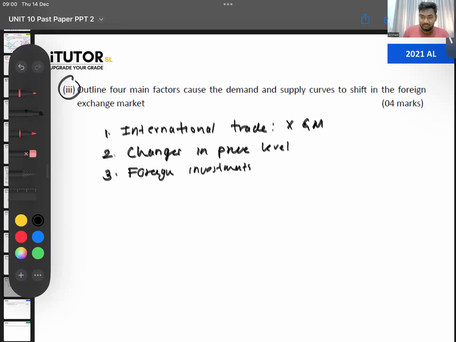Separately outline for demand and supply. No, you don't have to go separately for demand and supply. You can in general talk about 4 points. So they're saying outline 4 factors that cause demand and supply curves to shift. So you don't have to separately talk about demand, so we talk about supply. No, it's the same factor. You can talk about in general. Anything else?